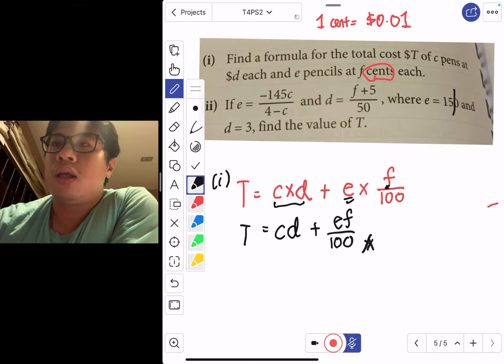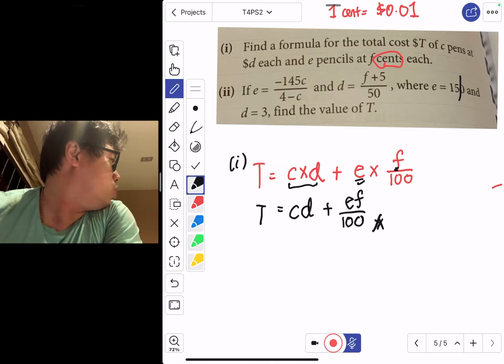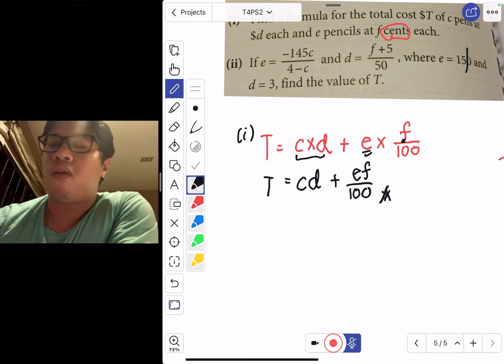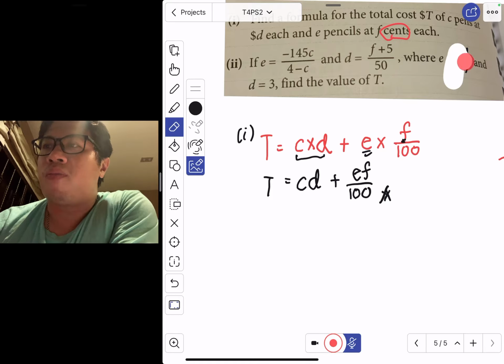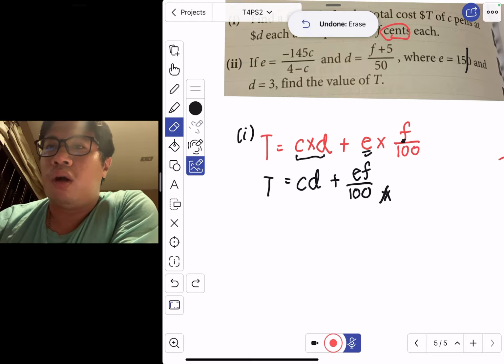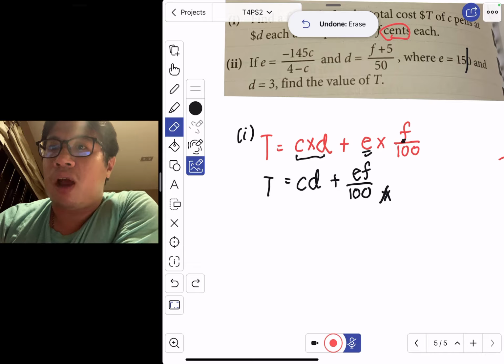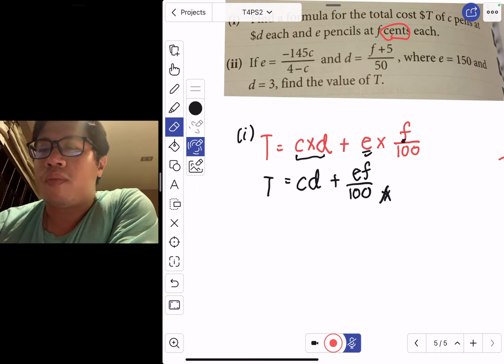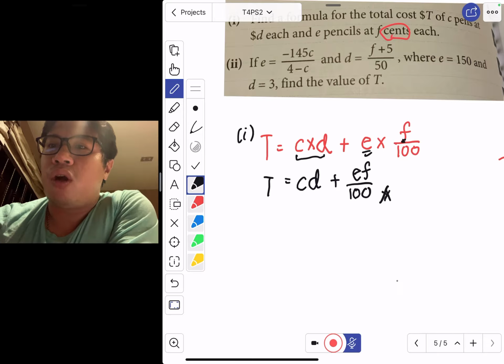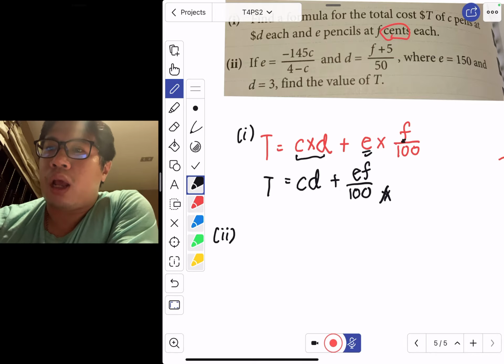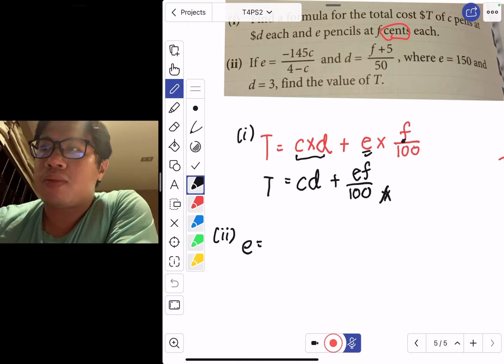Now if E is equal to negative 145C over 4 minus C, and D is equal to F plus 5 over 50, sorry, E is equal to 150 and D is equal to 3. I want to find the value of T.